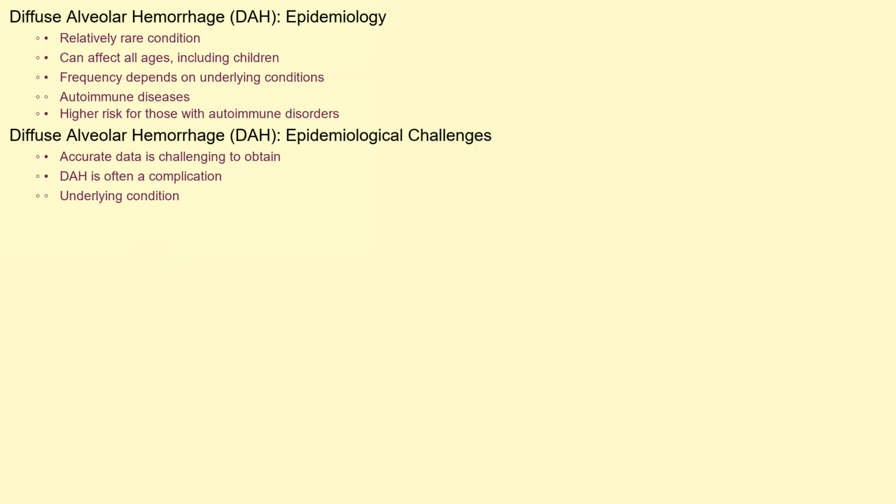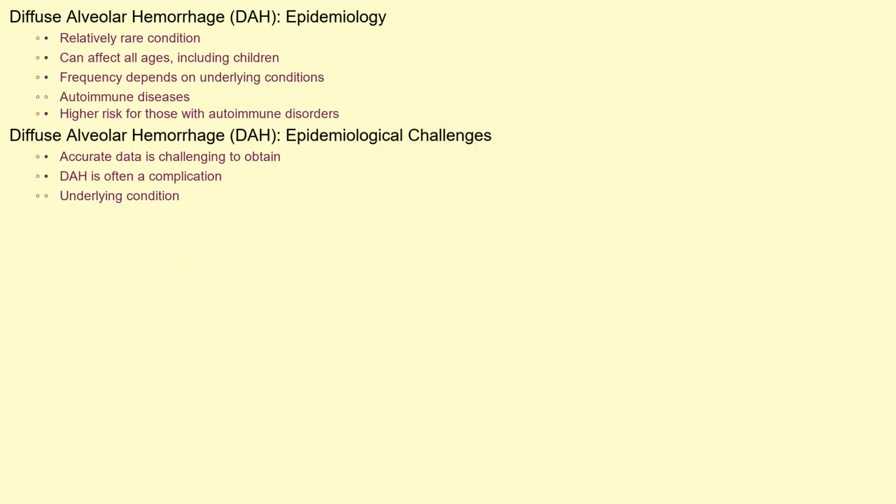DAH is a relatively rare condition. It can affect people of all ages, including children. The frequency depends largely on the prevalence of the underlying conditions that cause it, such as autoimmune diseases. Certain populations, like those with pre-existing autoimmune disorders, might be at a higher risk. It is important to note that accurate epidemiological data is challenging to obtain, because DAH is often a complication of another underlying condition.